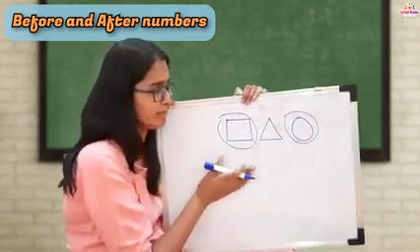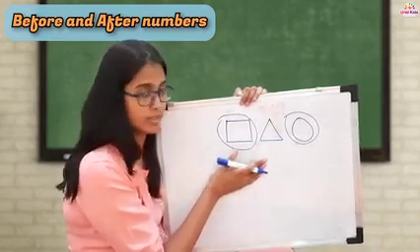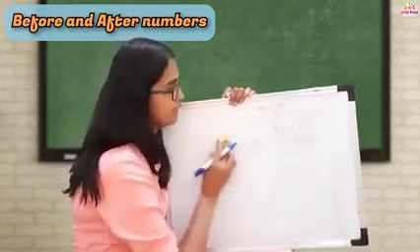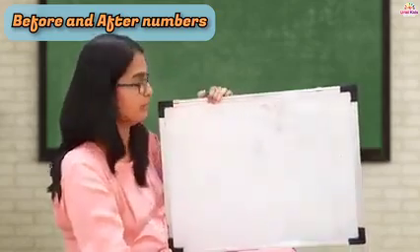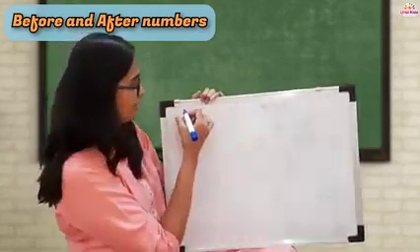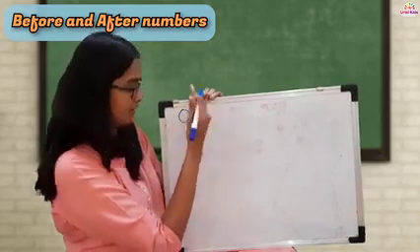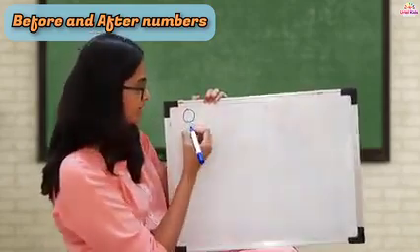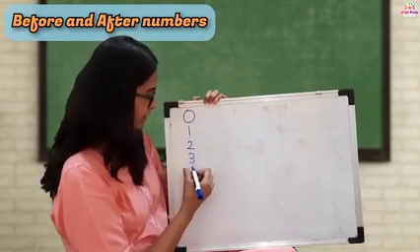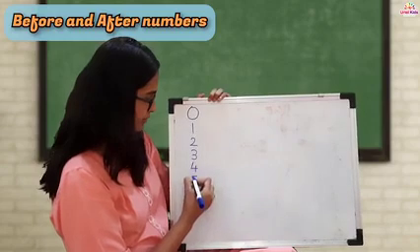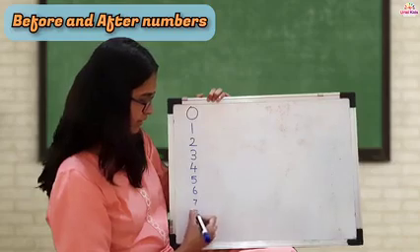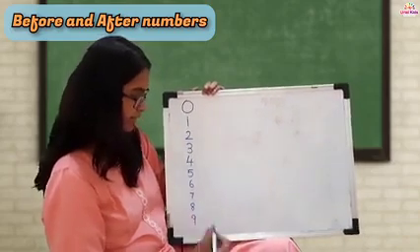The same concept applies for numbers as well. So now let's see how it works for numbers. For that we are going to write numbers from 0 to 9. Let's count it together and write it. I am going to write it vertically in a standing line format. 0, 1, 2, 3, 4, 5, 6, 7, 8 and 9.